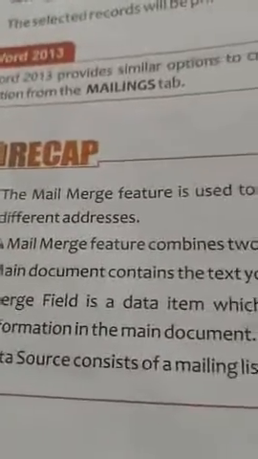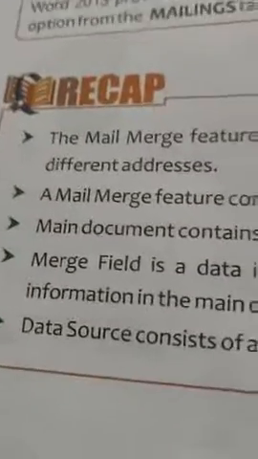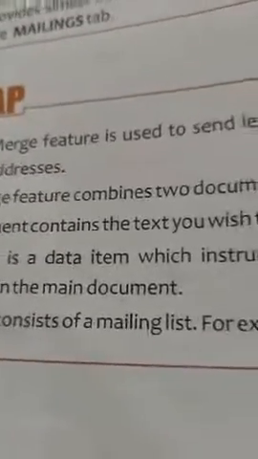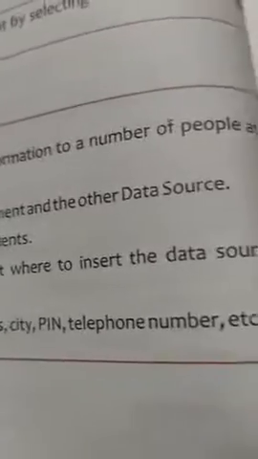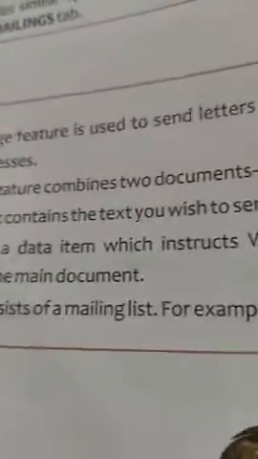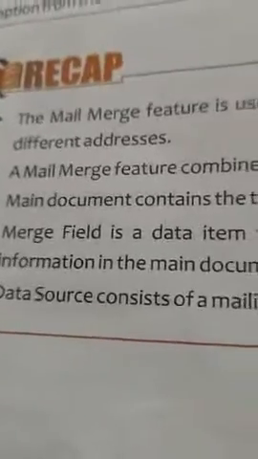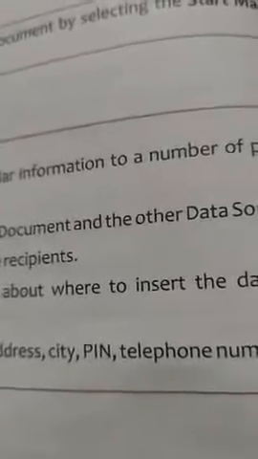The main document contains the text you wish to send to all the recipients. A merge field is a data item which instructs Microsoft Word where to insert the data source information in the main document. And the data source consists of a mailing list, for example, name, address, city, PIN, telephone number, etc.